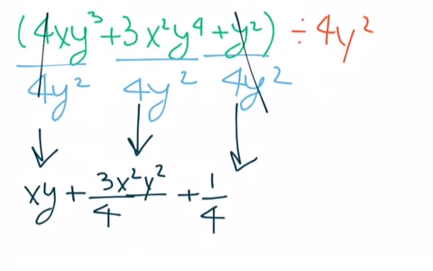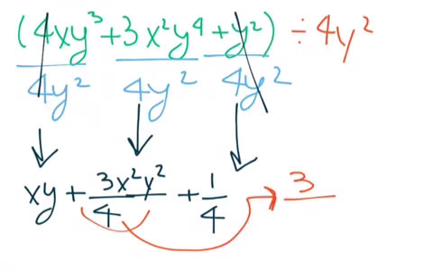Alrighty, folks, if you got xy plus 3x squared y squared over 4 plus 1/4, you did it correctly. Now, just so you know, this right here can also be shown as 3 over 4 times 3 over 4 x squared y squared. This is the exact same thing. It just looks a little different. Okay? And if you made a mistake, try to figure out where your mistake was so you can see what piece you're missing there.